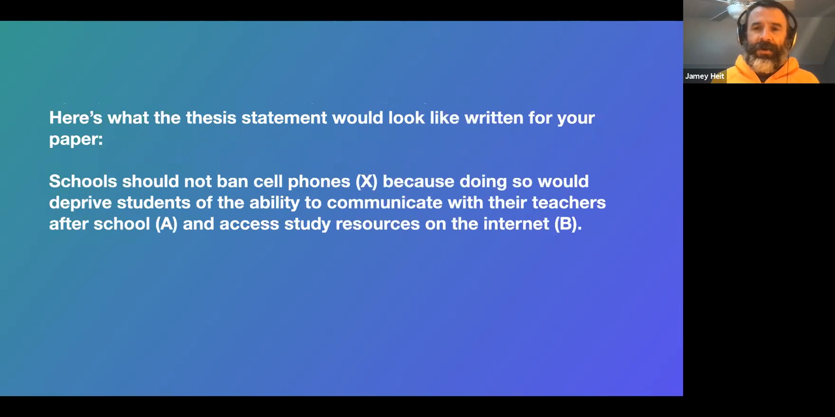And when we write that down in outline form, it becomes very easy to combine those pieces of information into a good thesis. Cell phones should not be banned because doing so would deprive students of the ability to communicate with their teachers after school and access study resources on the internet. I state my position in slightly different language here, but the point is clear. And then I give two specific reasons for that position. And that's all you do. If you outline those two key pieces of information, you just combine them like this, and there you have a strong thesis statement.